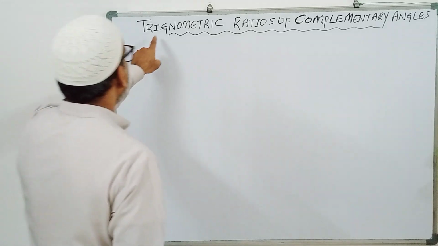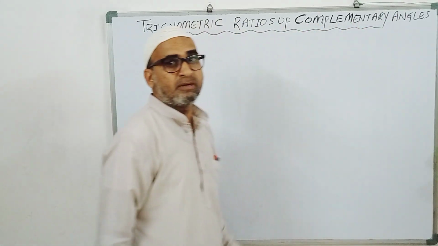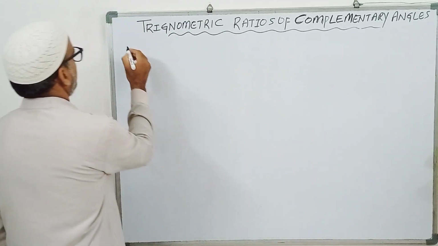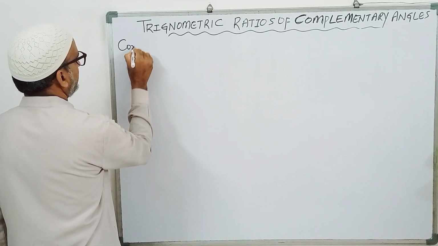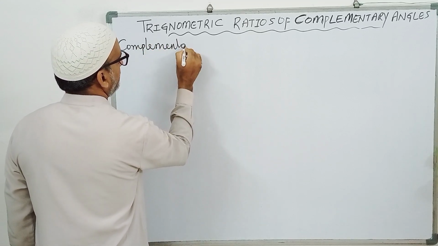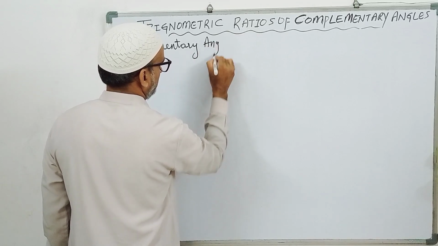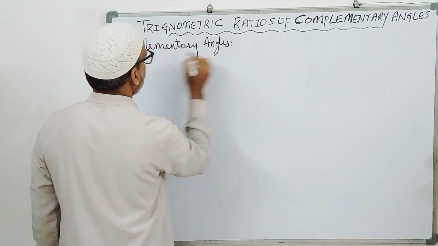Important concept here: trigonometric ratios of complementary angles. What is the meaning of complementary angles? Complementary angles. What is the meaning of this one?